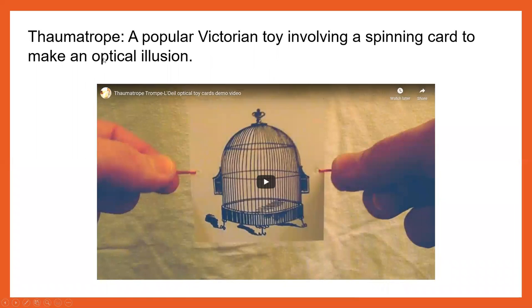A thermotrope. A thermotrope is a popular Victorian toy involving a spinning card to make an optical illusion. We're going to watch a short clip of how a thermotrope works.